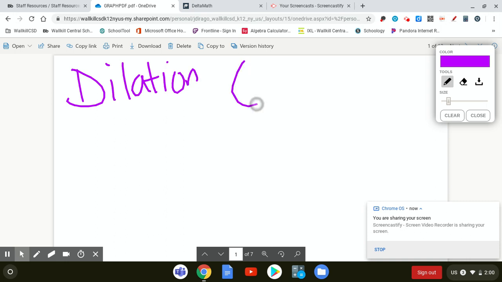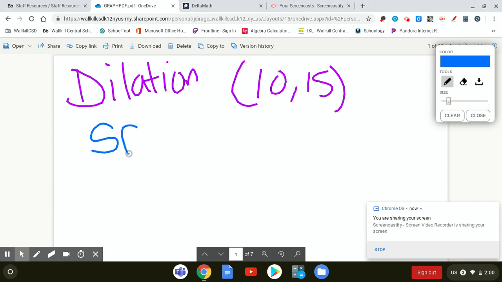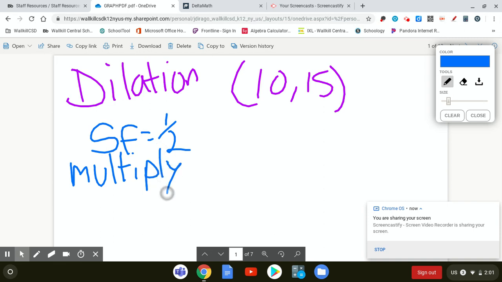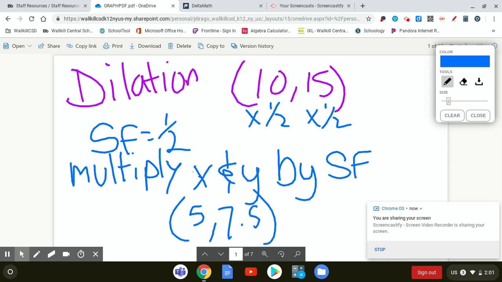So if I want to dilate 10, 15 by a scale factor of 1/2, what you have to do is multiply x and y by the scale factor. So you would multiply 10 times 1/2 and 15 times 1/2, and that would get you your point after it's dilated: 5, and half of 15 is 7.5. So you do get an ugly decimal with that.